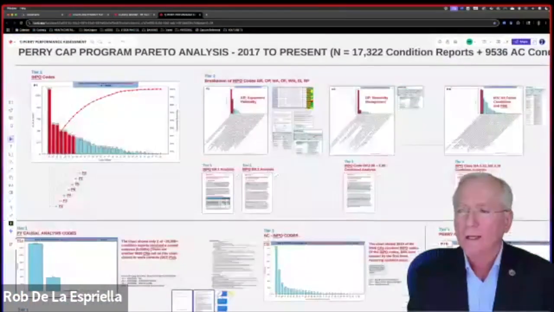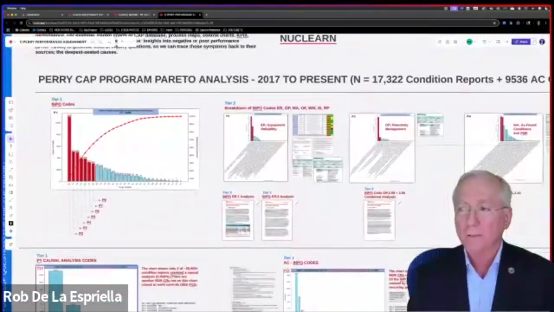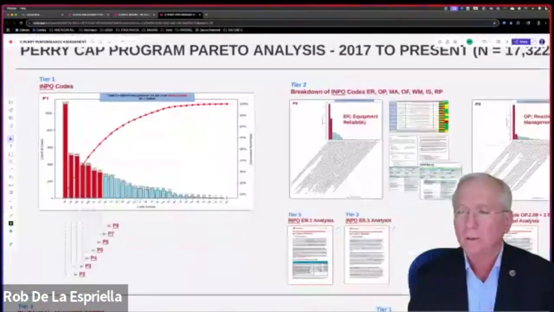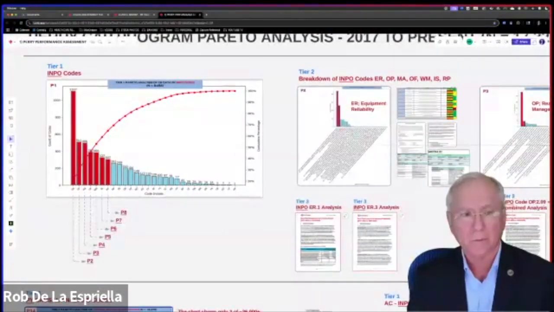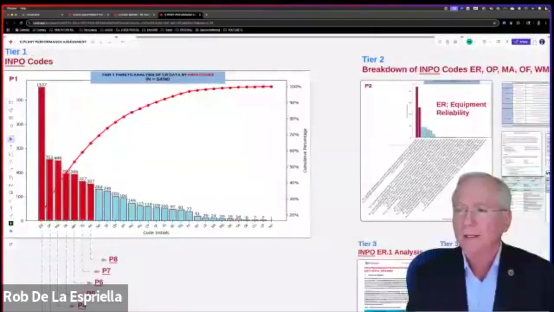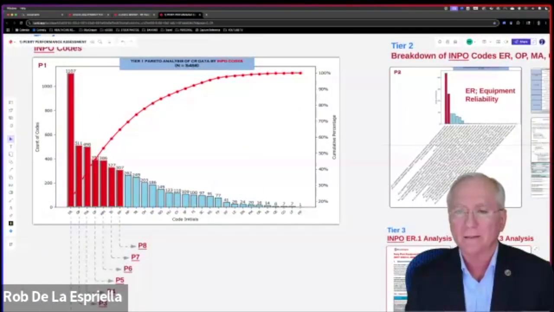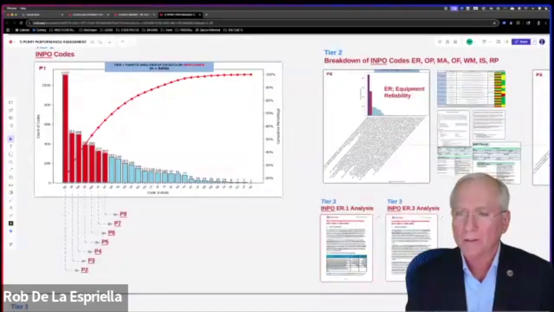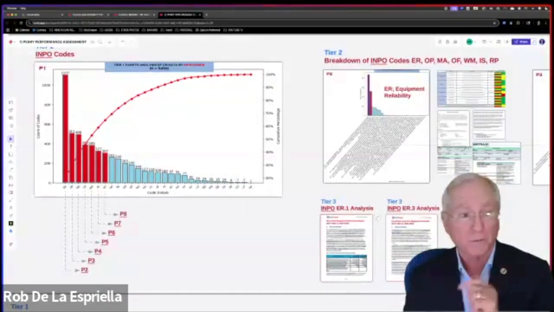So how do we use AI? All right. So we had a CAP database, one database of 17,000 condition reports, another one with 9,000 condition reports. And very quickly, by sorting on several of the cost codes, and this one is called INPO cost codes, I had 5,456 condition reports that we analyzed by cost codes. And you see here very clearly where the salient points are. And now that's the first tier.